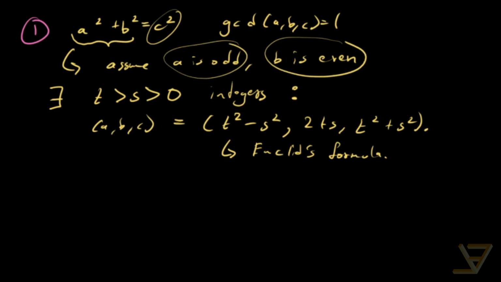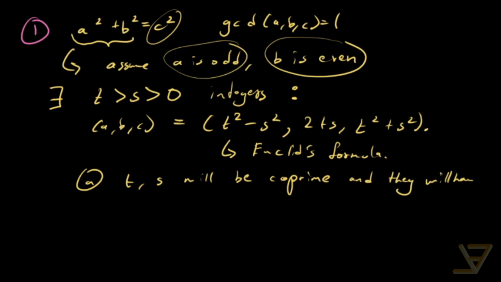Now I want to make two observations. First of all, T and S will be coprime, so they will not share any factor other than 1 and negative 1, and they will have opposite parity. So one will be even and the other will be odd.